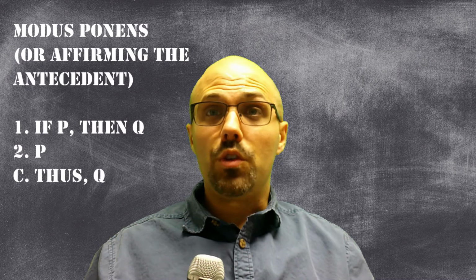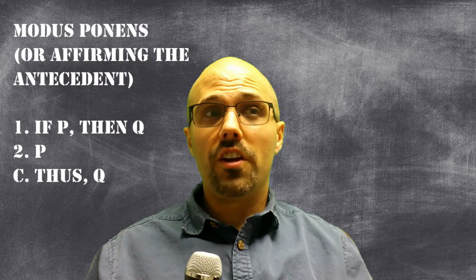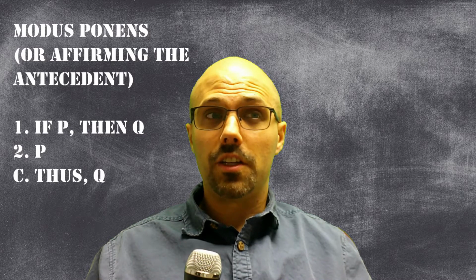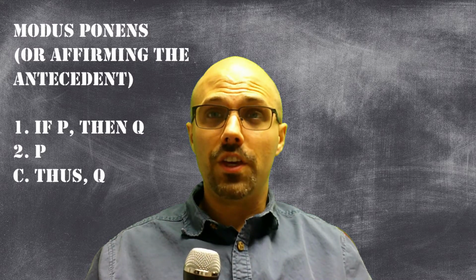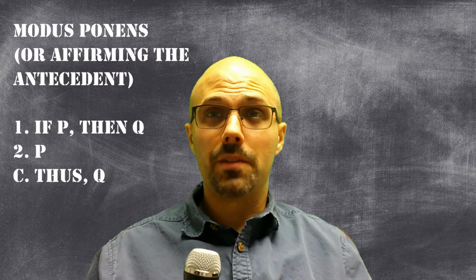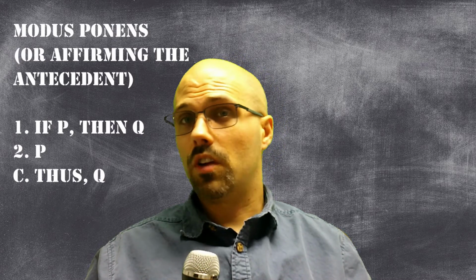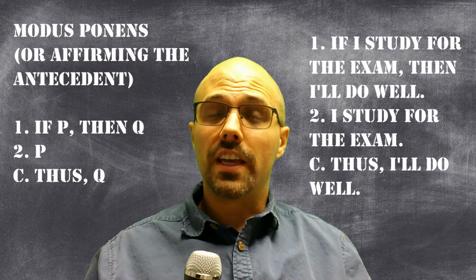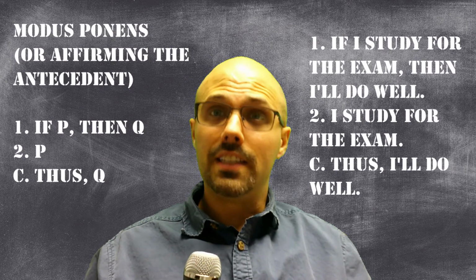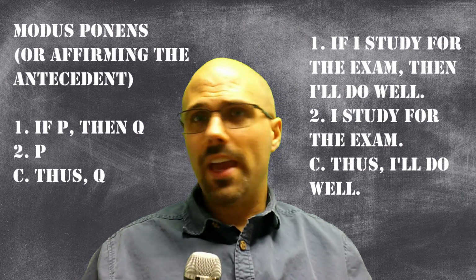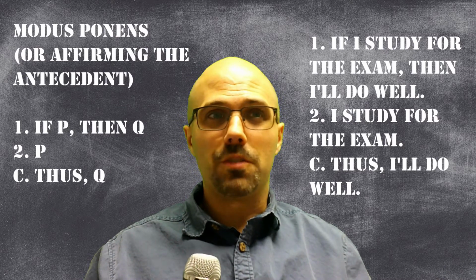So, using just the pure formal structure of the argument, here's an example of a modus ponens argument, or an affirming the antecedent argument. If P, then Q. That's my first premise. Second premise, P. Conclusion, therefore Q. Or, concrete example, if I study for the exam, then I'll do well. I did study for the exam, therefore I'll do well. I think this one makes a great deal of sense. This one's probably not super surprising.